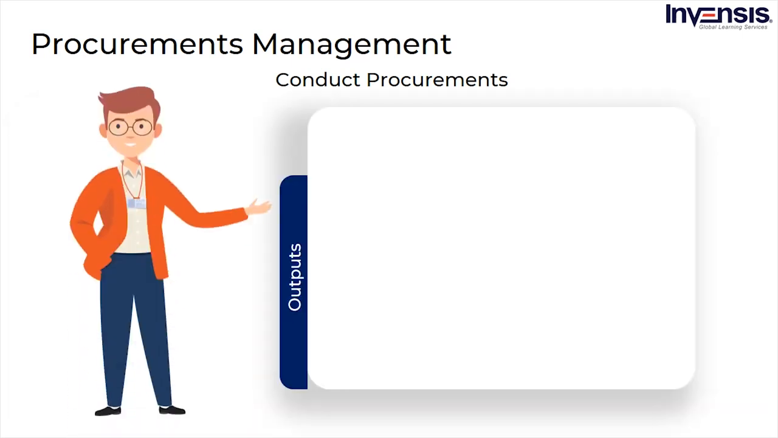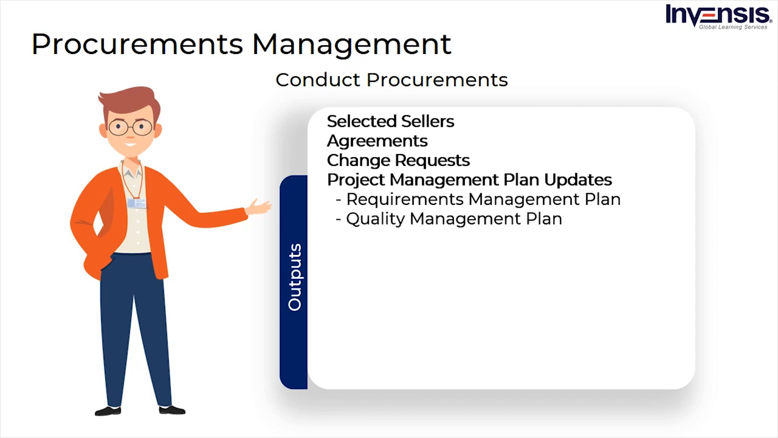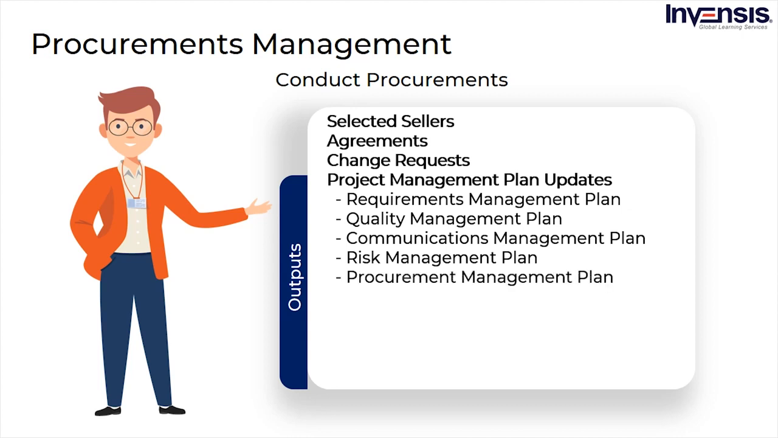Finally, coming to the outputs, we have selected sellers, agreements, change requests. Then we have project management plan updates that include requirements management plan, quality management plan, communications management plan, risk management plan, procurement management plan, scope baseline, schedule baseline, cost baseline.